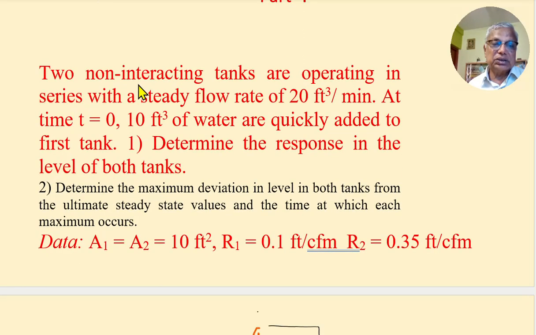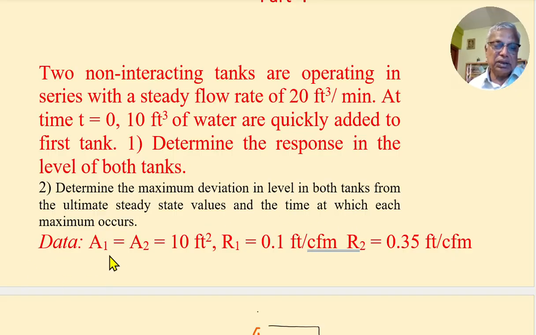Well, the question is this: two non-interacting tanks are operating in series with a steady flow rate of 20 feet cube per minute. At time t equal to 0, 10 feet cube of water are quickly added to the first tank. Question number 1, determine the response in the level of both tanks. There is another question: determine the maximum deviation in level in both tanks from the ultimate steady state values and the time at which each maximum occurs.